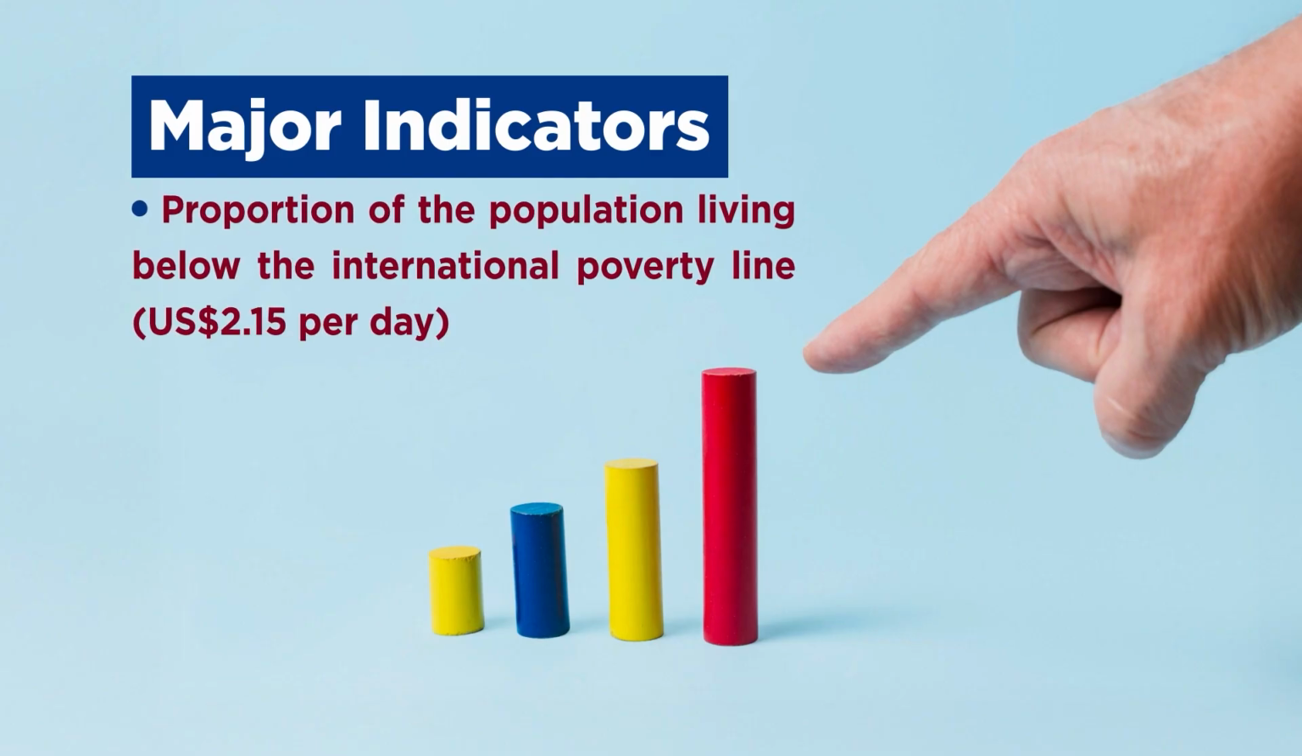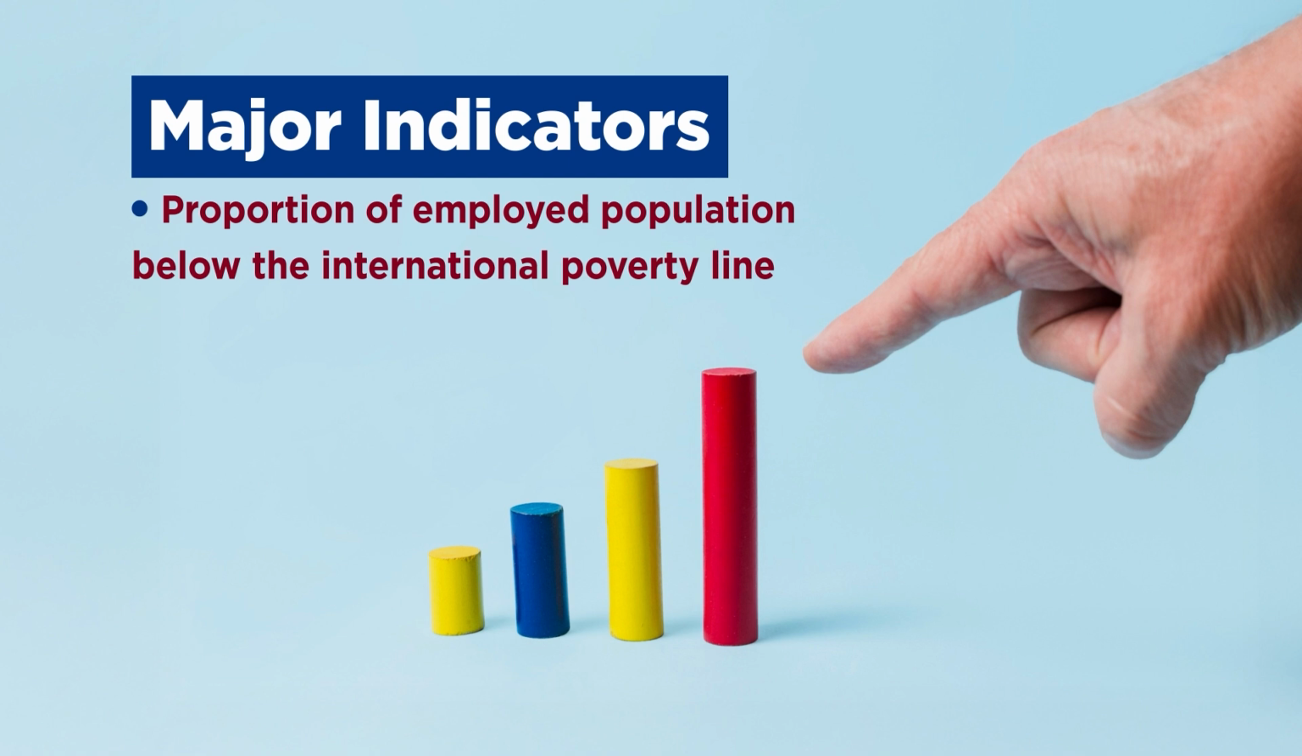The major indicators, if you remember, we tried to look into some of them. There is the proportion of population living below the international poverty line, that is US $2.15 per day. It also has to look into your national context. India has its own poverty line, right? So our indicators will look into that from that angle again.